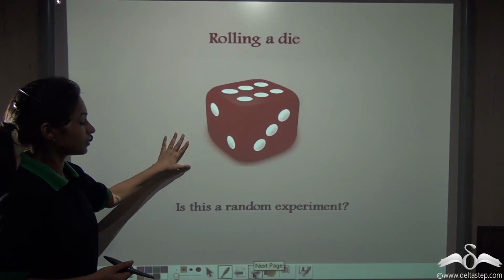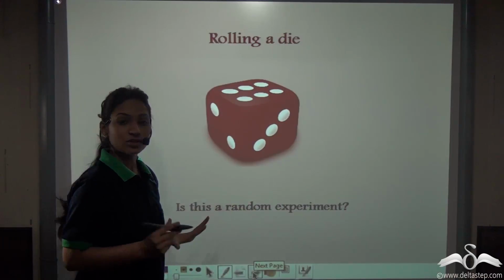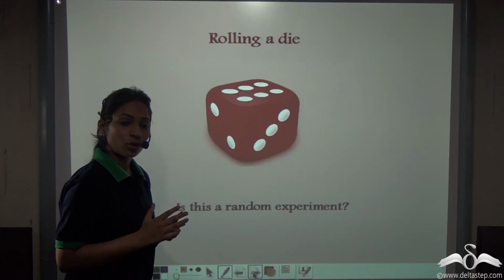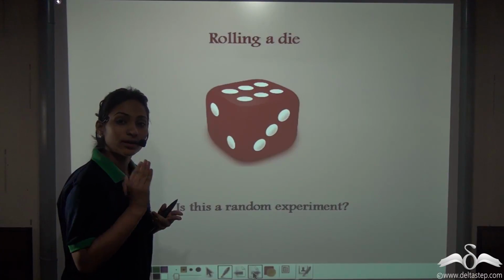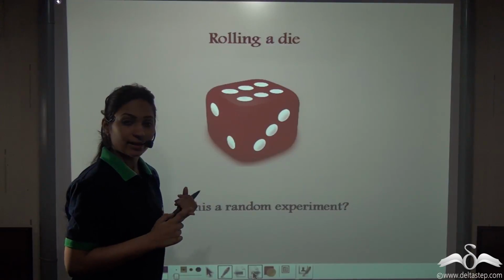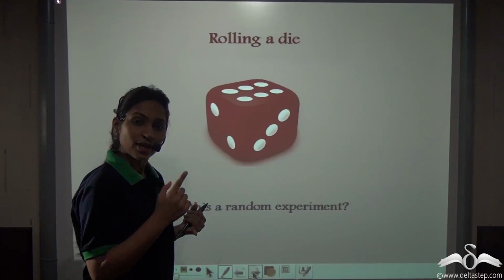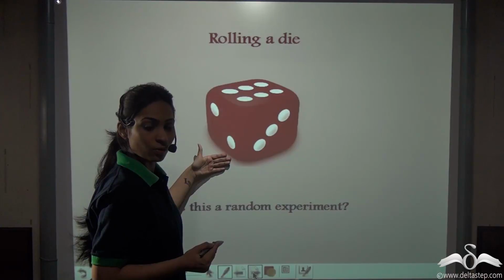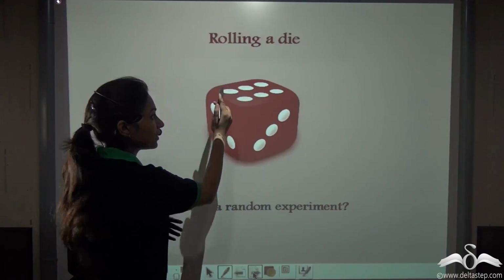Now let's see the examples of this. Rolling a die. Can you tell me, is this a random experiment? Well, first of all, tell me, is this an experiment or not? Rolling of a die. Now you know that to be an experiment, it has to be an activity that leads to clearly defined outcomes. Now when we roll a die, I can get a number of 1, 2, 3, 4, 5 or 6, any of these 6. So I can say that it has a set of clearly defined outcomes. I'll get a number amongst those 6 numbers only. So this is an experiment.